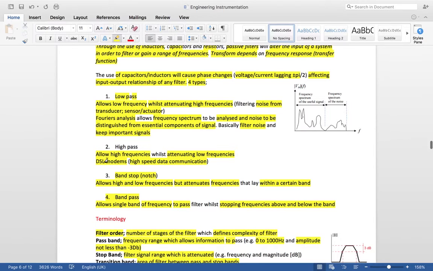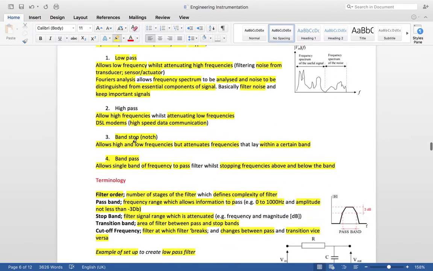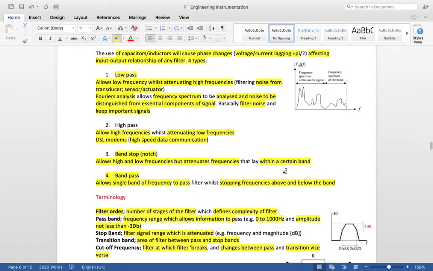In the high pass, it allows high frequency while attenuating, which means stopping, the low frequency. An example of this is DSL modems, which have high-speed data communication. Then we have the band stop or notch, which allows high and low frequency but attenuates frequency within a certain range, so it stops frequency at a certain range. Then we have the band pass, which allows only a single band of frequency to pass, and stops frequency above and below that band. So only a single band is allowed, and anything above or below is attenuated, which means stopped.